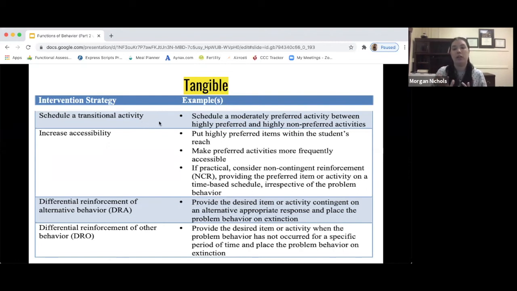So that might look like they need to transition from having their break at home right after school, where they can eat a snack and watch TV. Watching TV is a lot more fun than doing homework, right? But they need to stop watching TV and they need to do their homework. Not a fun thing, right? So you can schedule a preferred activity to do in between those two things.